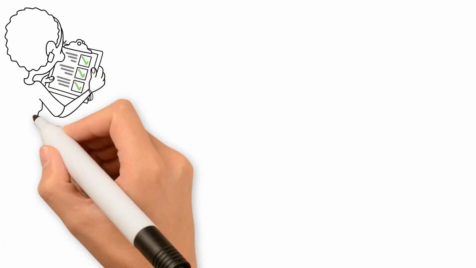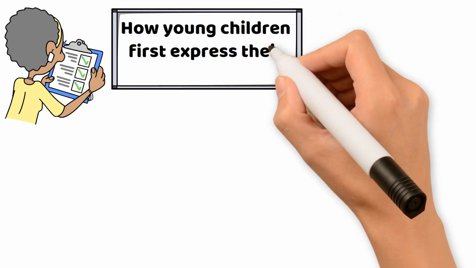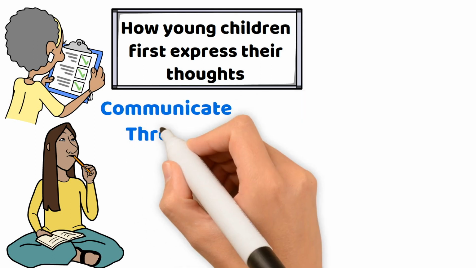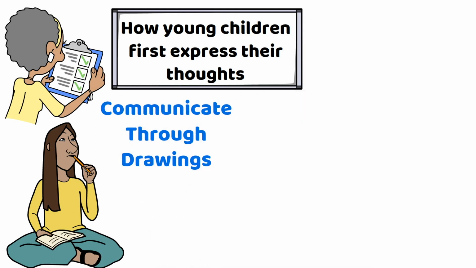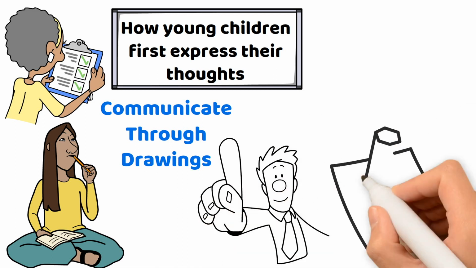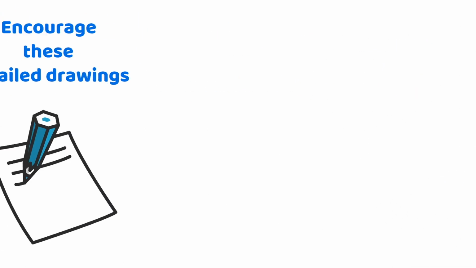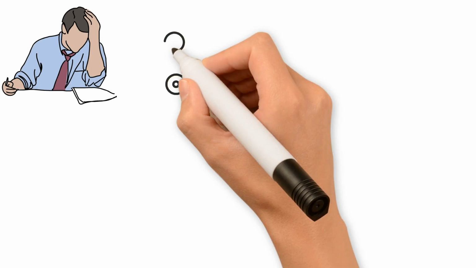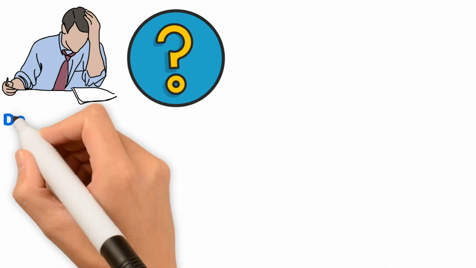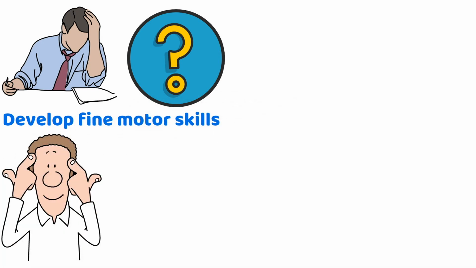For your teacher certification exam, be on the lookout for questions that ask about how young children first express their thoughts. Understand that before they ever pick up a pencil to write, they communicate through drawings. Furthermore, note that a child's drawing is their first step toward communicating ideas visually. Look for answer solutions on test day that encourage these detailed drawings. Now, if you receive a question on test day that asks why these early drawings are important to a child's writing process, know that they develop fine motor skills and are foundational in linking visual thoughts to storytelling.